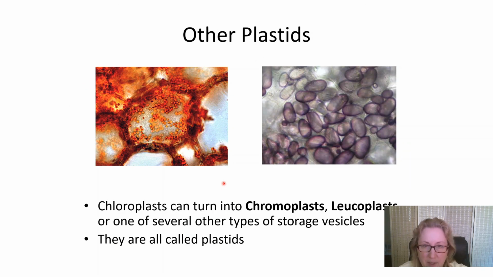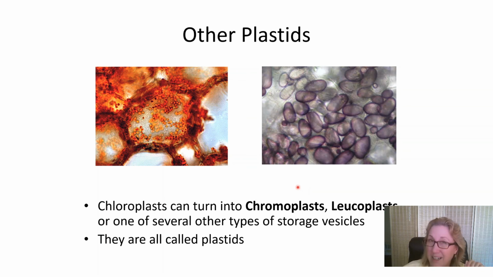There are other types of plastids as well. So chloroplasts, that word chloro means green. Chloro is Greek for green. So chloroplasts are green plastids. Plastids are multi-membraned vesicles that we find in plants. We find them in many protists as well. And they can be green and photosynthesize.